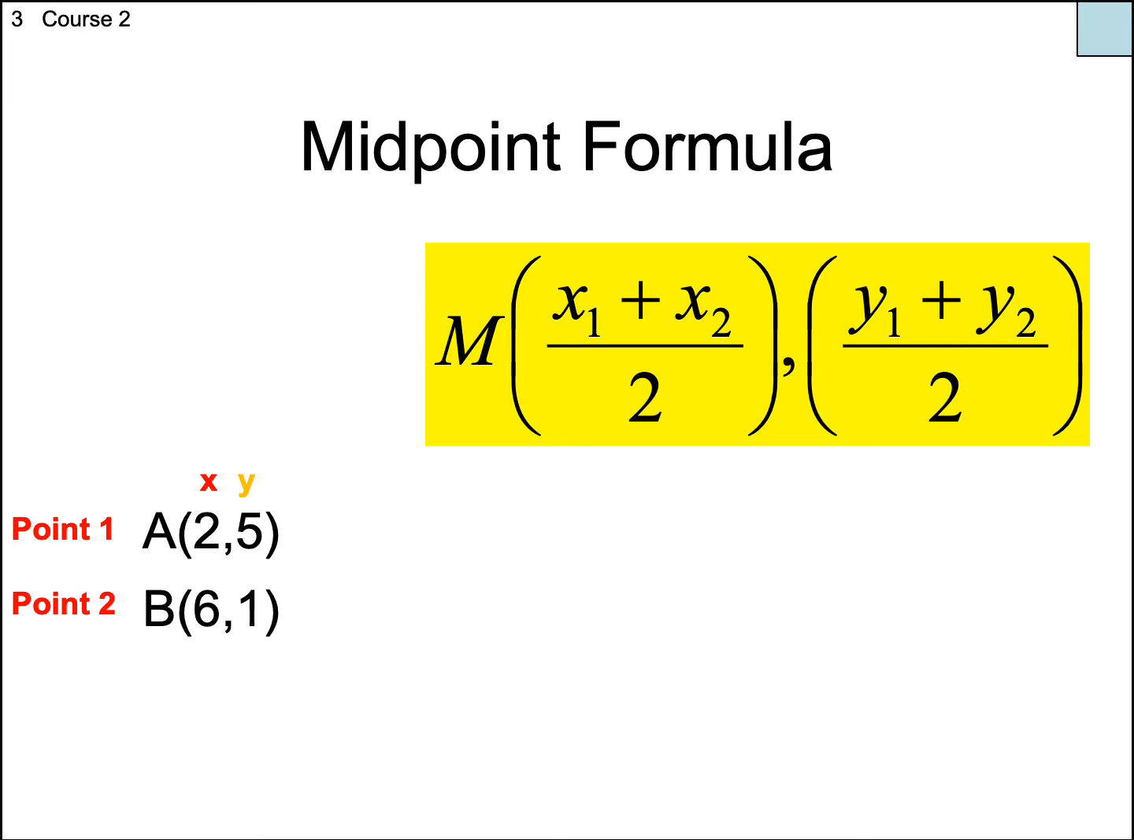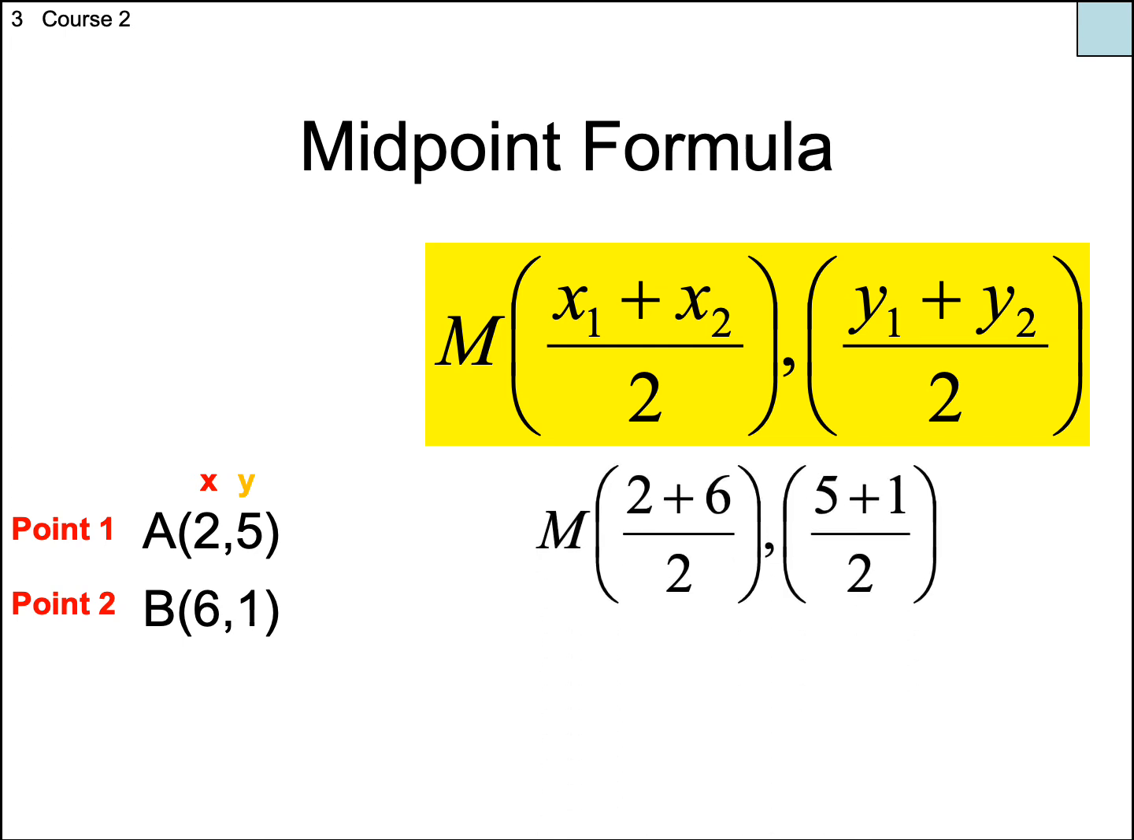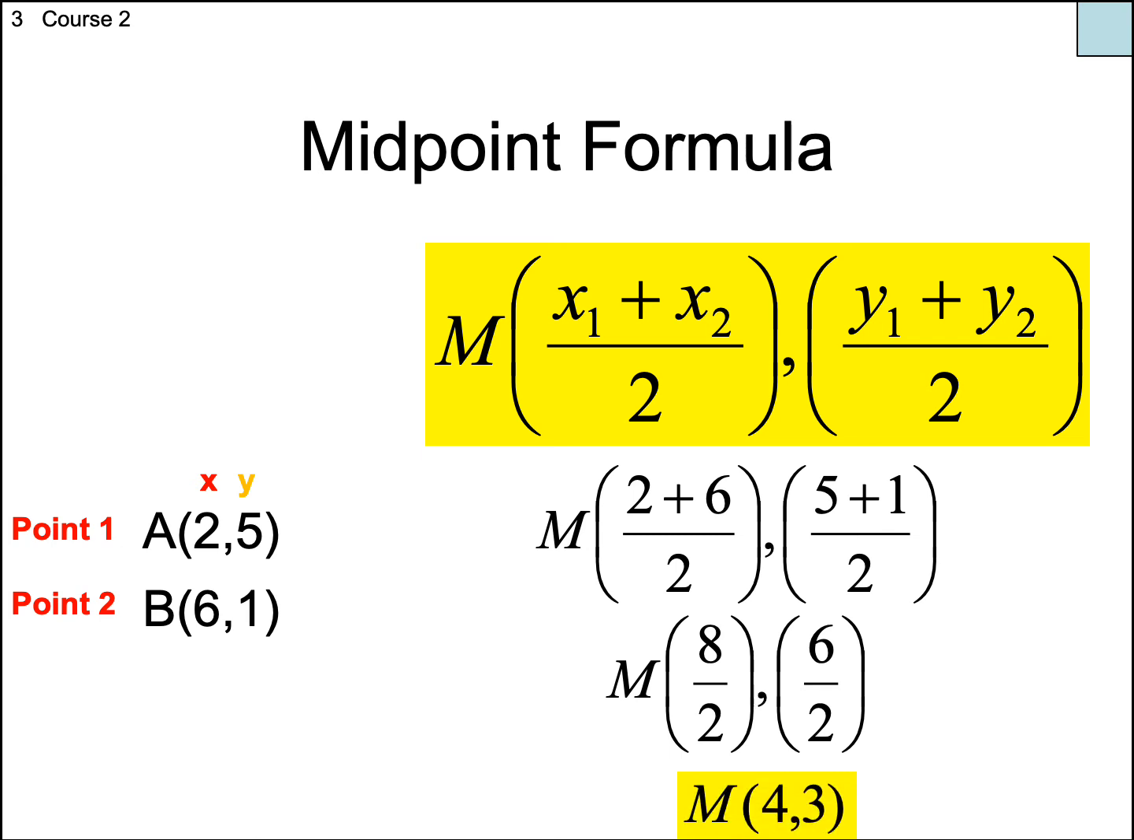Once again, label x, y. Let's see, x sub 1 is 2. So 2 plus 6 over 2, comma, 5 plus 1 over 2. Okay, 2 plus 6 is 8. 5 plus 1 is 6. This time we get a nice friendly answer. 8 divided by 2 is 4, comma, 6 divided by 2 is 3. So it's the point 4, 3. So 4, 3 is halfway between 2, 5 and 6, 1. It is the midpoint of that segment. Make sense?